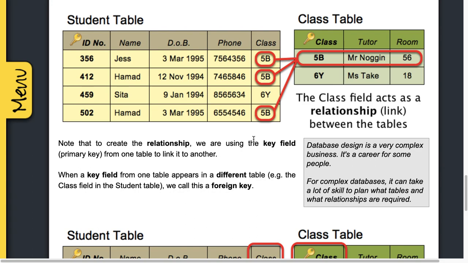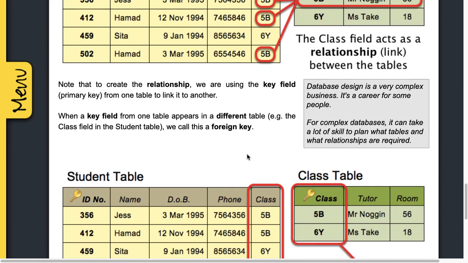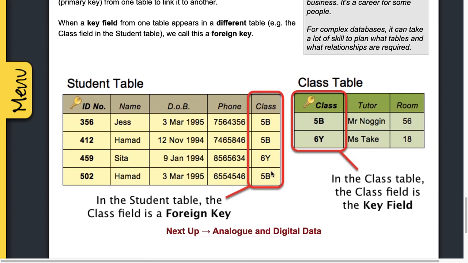When the key field from one table appears in a different table, like the class field in the student table, this one is appearing in more than one place. So we call this the foreign key. The foreign key in this regard is this one, because this class, 5B, is appearing here in more than one place. So we call it the foreign key.